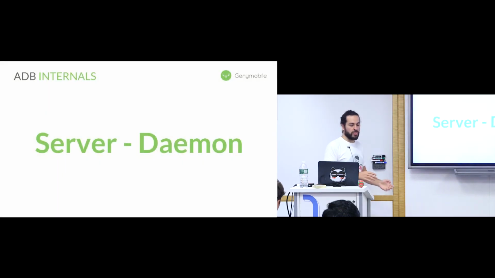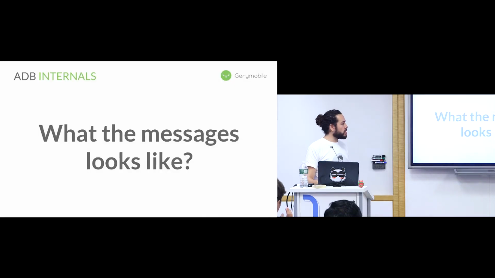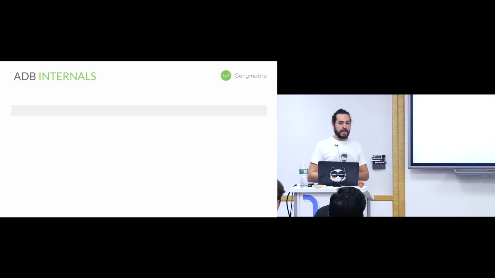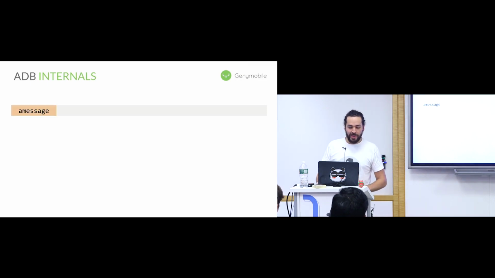Okay, so that was for the client to server. Now let's start with the server to daemon. First, what does a message transmitted from the server to the daemon look like? It looks like this. You think nothing, right? Okay, let me help you.